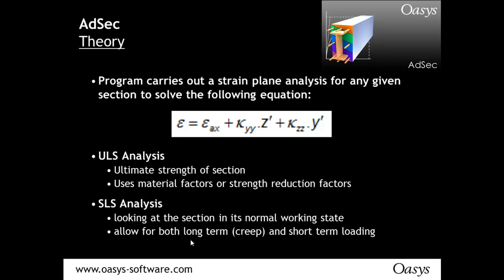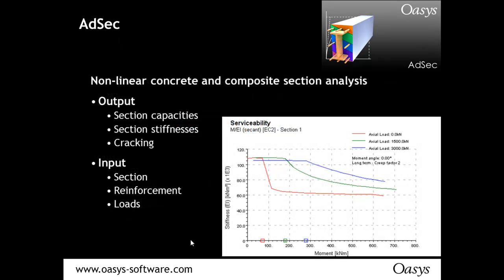It offers two options: a ULS analysis, which looks at the ultimate strength of a section, and it uses material factors or strength reduction factors. But the SLS analysis looks at the section in its normal working state, and it allows for long-term analysis and short-term loading. So, for example, if you wanted to analyze the section for creep, you could put a factor in and see the way it behaves in that manner. The kind of outputs you get are section capacity, stiffnesses, and cracking, based on the section that you input, reinforcement and loads.